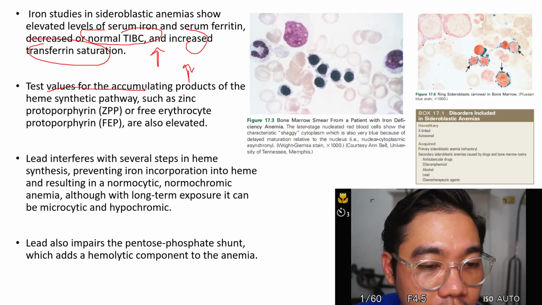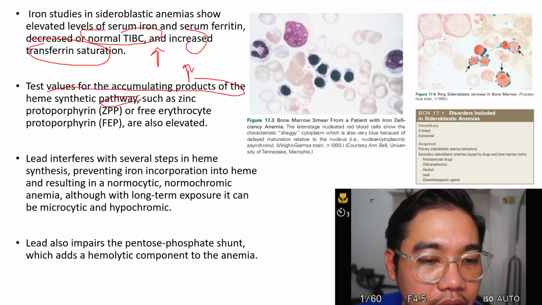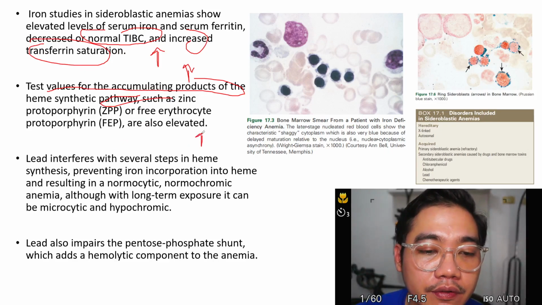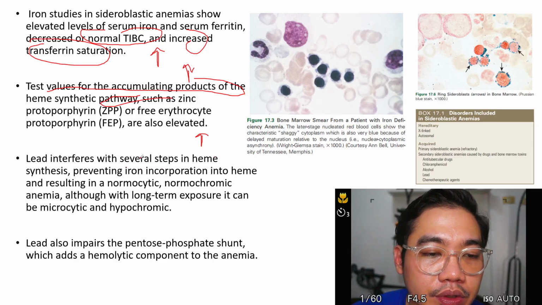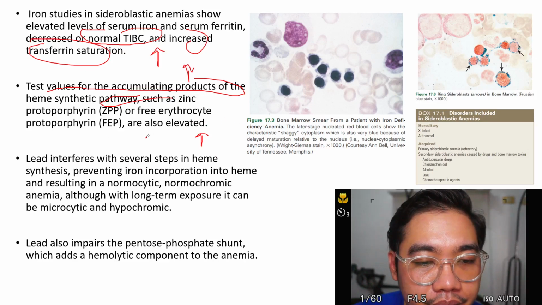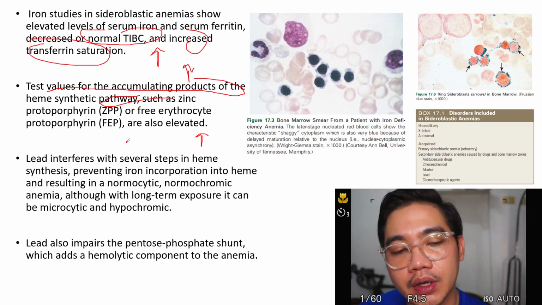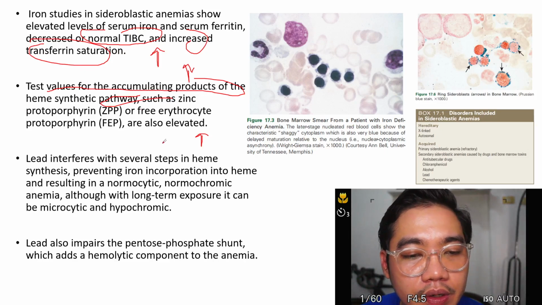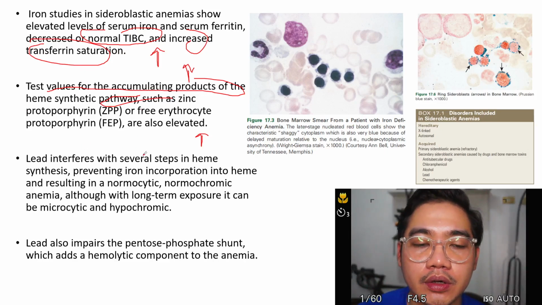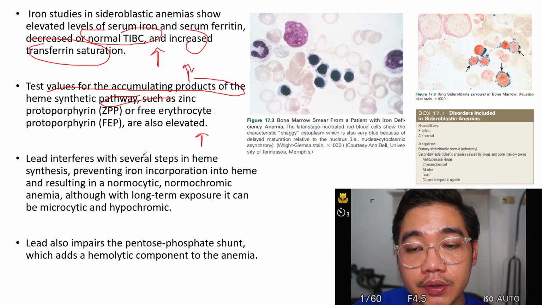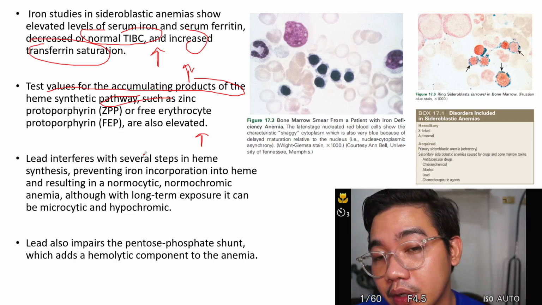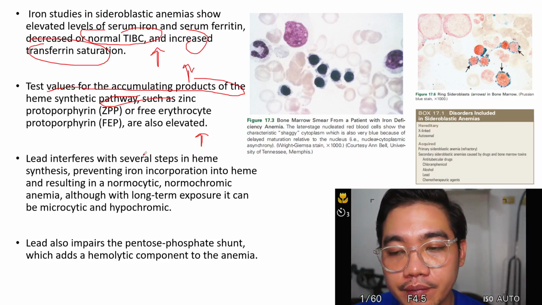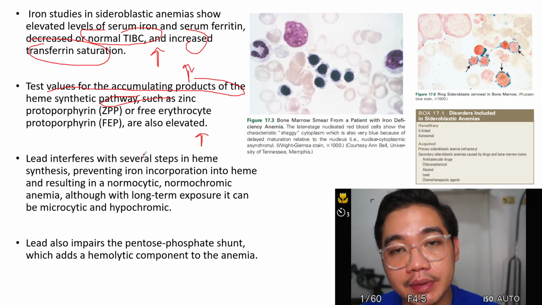Test values for accumulating products of the heme synthetic pathway, such as zinc protoporphyrin or free erythrocyte protoporphyrin, are also elevated. Why are they increased? Because these zinc protoporphyrin or free erythrocyte protoporphyrin are converted to measurable types of protoporphyrin. If the protoporphyrin is still immature and one enzyme is lacking, it will not mature.